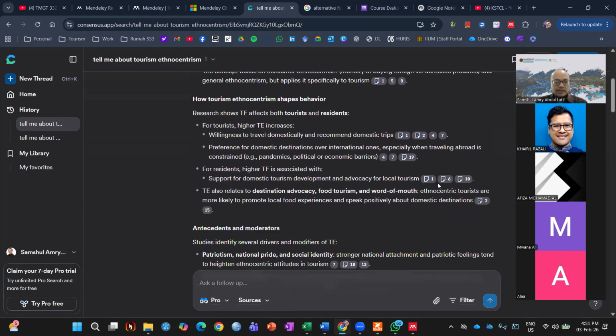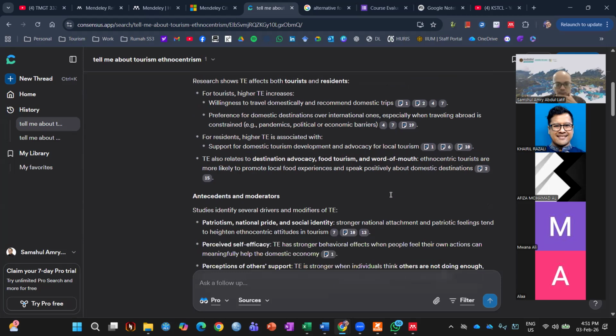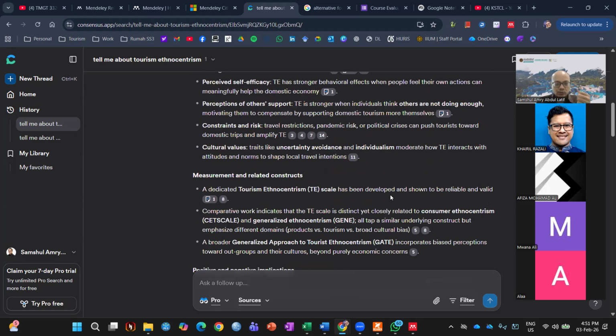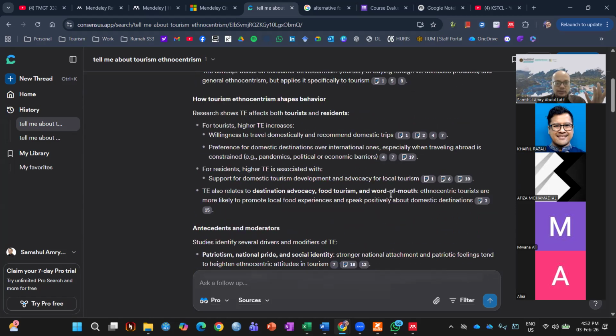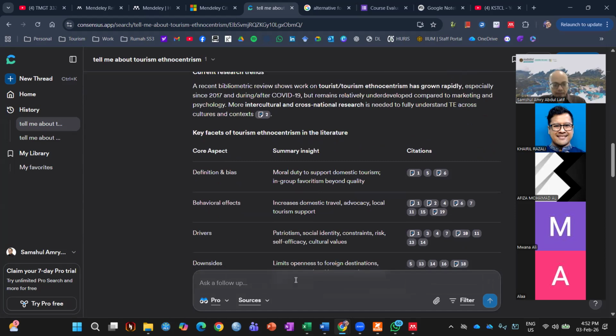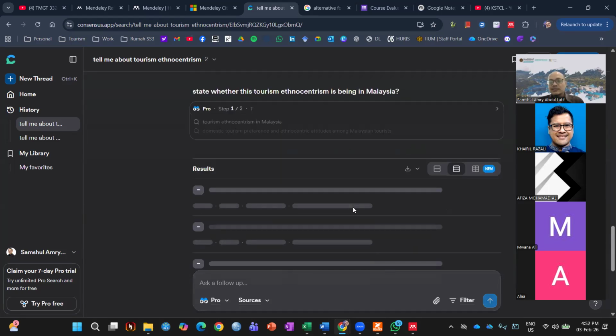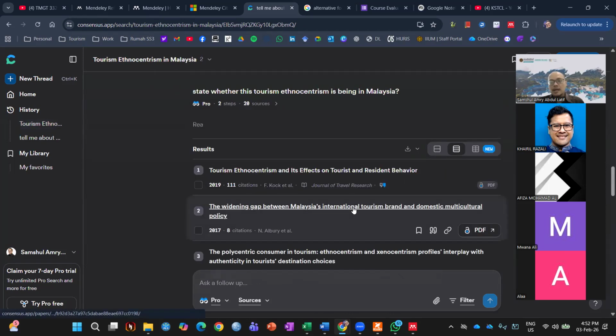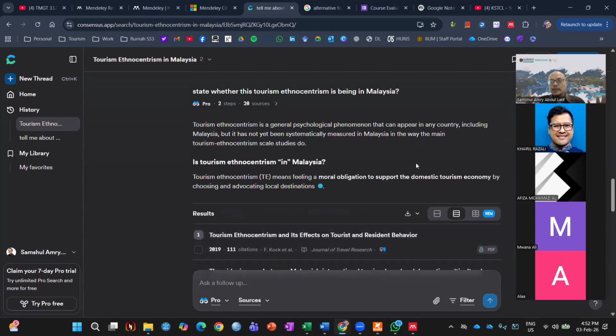Okay, so you can actually ask further questions on this track. Again, they will provide answers, for example, this one gives you the measurement, constructs, antecedents, moderators, how it shapes behaviors. Let's say I want to look into whether this consumer tourism ethnocentrism is being done in, let's say, Malaysia. This is a free version, so it is not as sophisticated as the paid version, but I mean, it does the job.